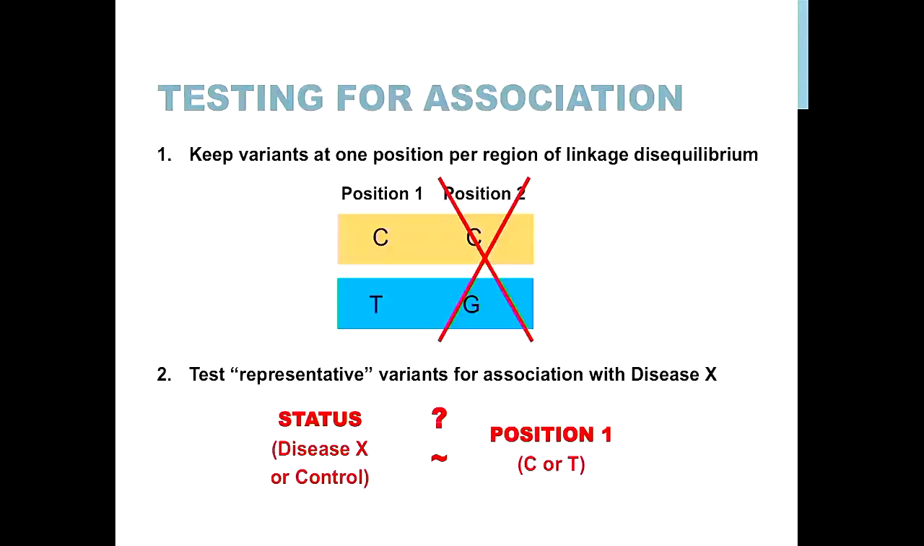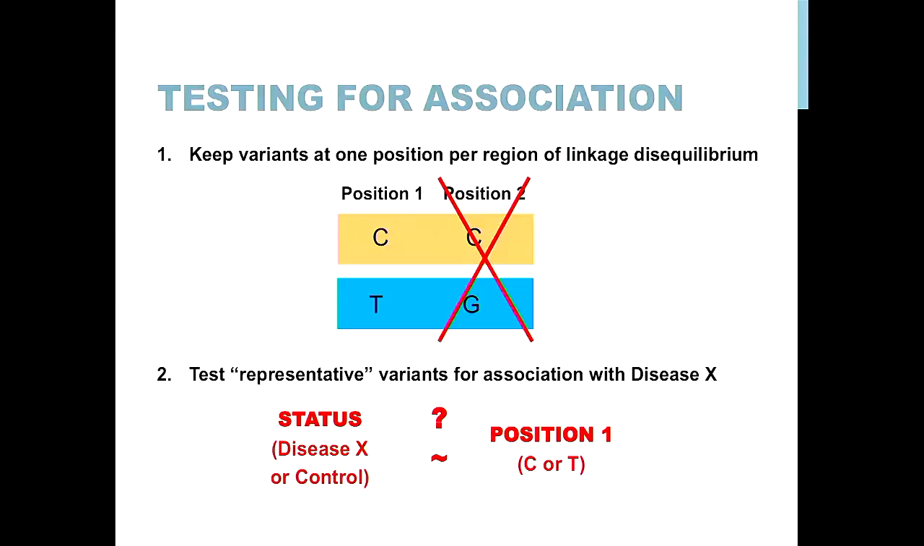Okay, so then this is the best part of the study. At the end, after you've done all of your figuring out what your ancestral chromosome segments are and doing a whole bunch of other data cleaning that is the bane of every researcher's existence, we are first going to keep variants at one position per region of linkage disequilibrium, and hopefully it's obvious to you why we're doing this, right? If we know that we can always predict what is at position 2 from position 1, we don't actually need to test position 2, right?